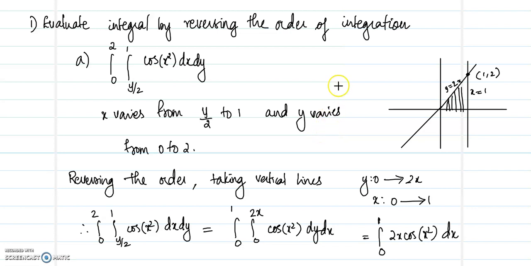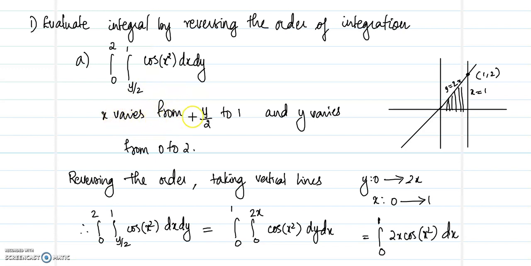Let us now look at a few more problems on reversing the order of integration. So the first problem is to evaluate the integral by reversing the order of integration. You are given the integral 0 to 2, y by 2 to 1, cos x square dx dy. So let us first sketch the given region.